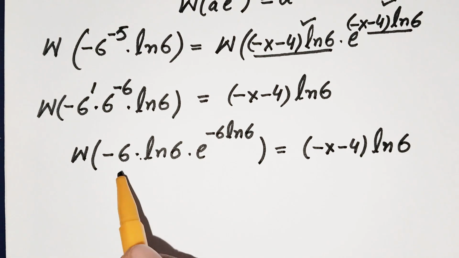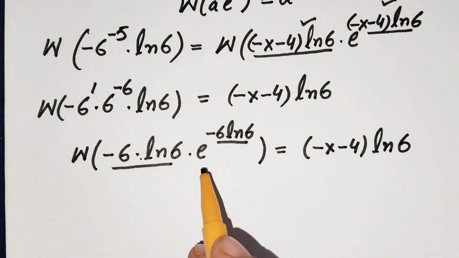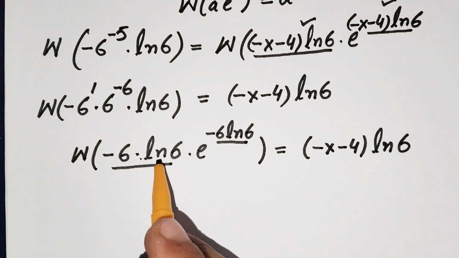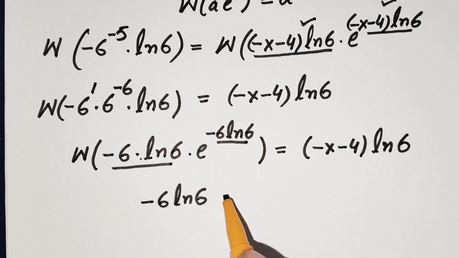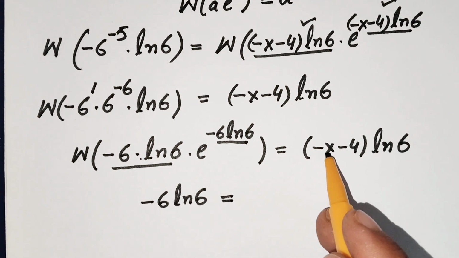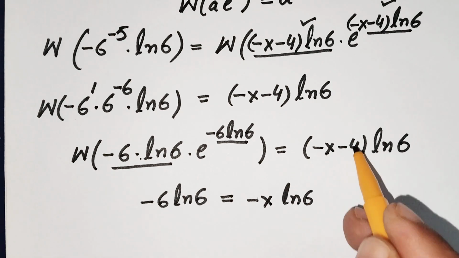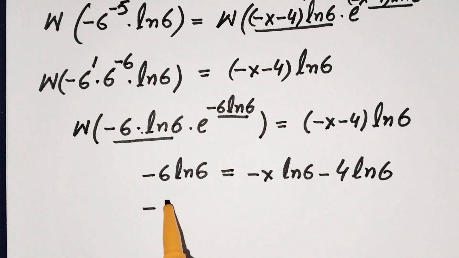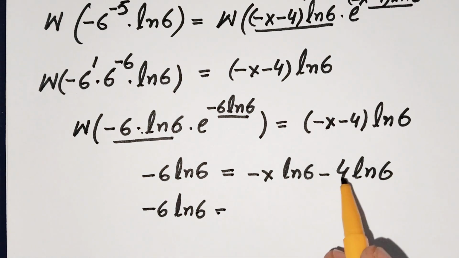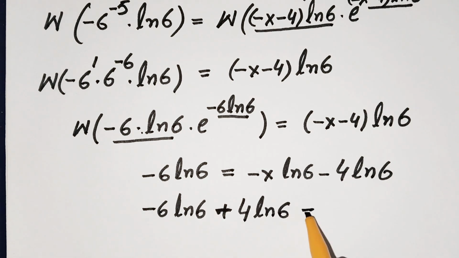Now here we see that minus 6 natural log of 6 and here minus 6 natural log of 6, both are same. Applying again Lambert W function, then we get here minus 6 natural log of 6, which is equal to here minus x natural log of 6. So if we multiply minus x with natural log of 6 and this minus 4 times natural log of 6. So now shifting this one, we get minus 6 natural log of 6, this minus is equal to will be plus, so 4 natural log of 6 is equal to minus x natural log of 6.